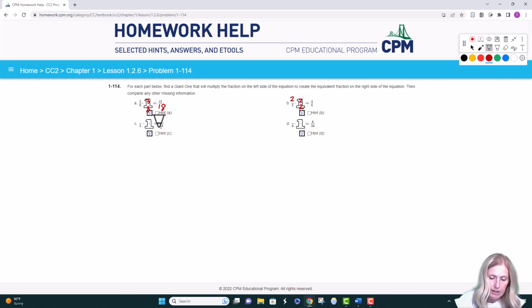Okay, so we've got the 2 and the 16, so that would be 8 and 8. So what times 8 is 8? Well, that would be 1. 4 times what is 24? 6. What times 6 is 6? 1. Probably are feeling really good and confident about the giant 1 by now.